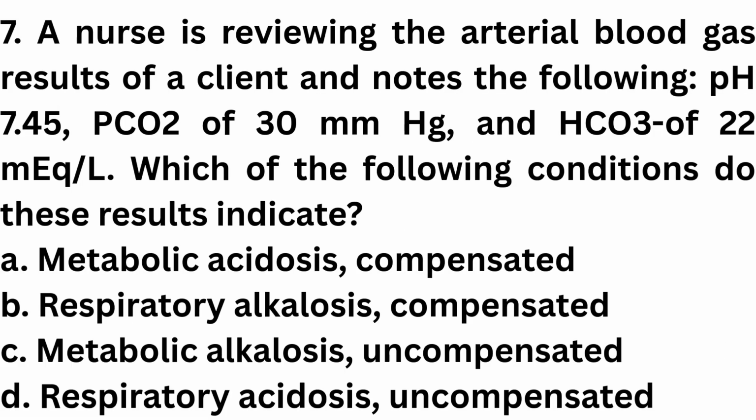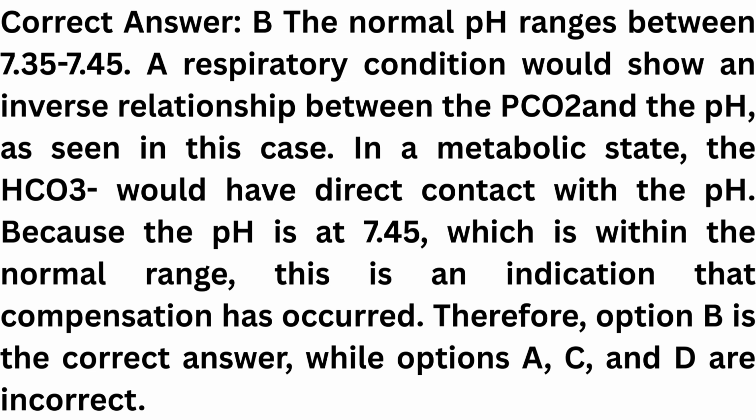7. A nurse is reviewing the arterial blood gas results of a client and notes the following: pH 7.45, PCO2 of 30 mmHg, and hydrogen carbonate of 22 mEq/L. Which of the following conditions do these results indicate? A. Metabolic acidosis, compensated. B. Respiratory alkalosis, compensated. C. Metabolic alkalosis, uncompensated. D. Respiratory acidosis, uncompensated. Correct answer.